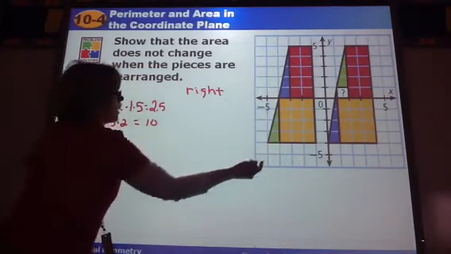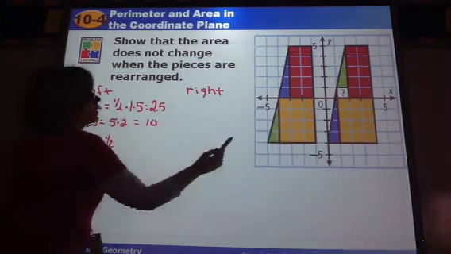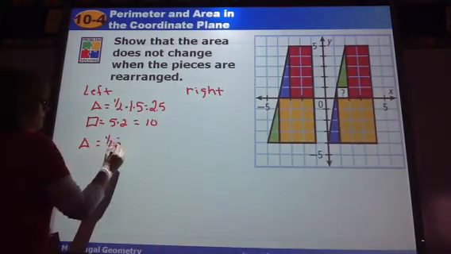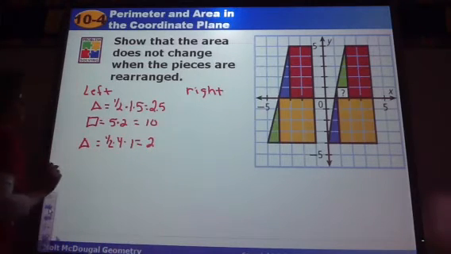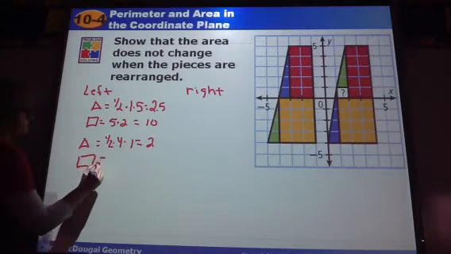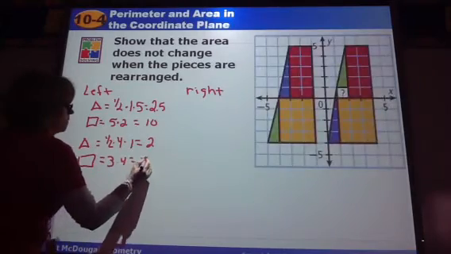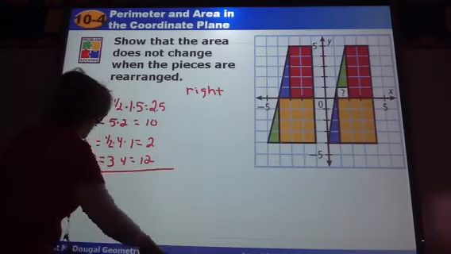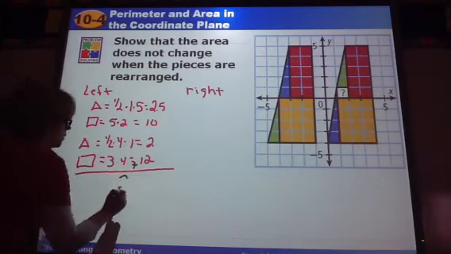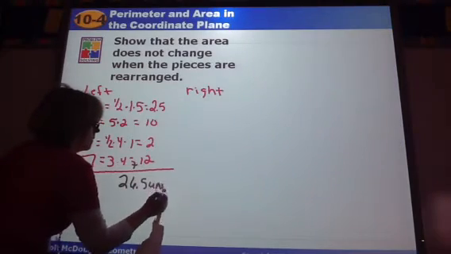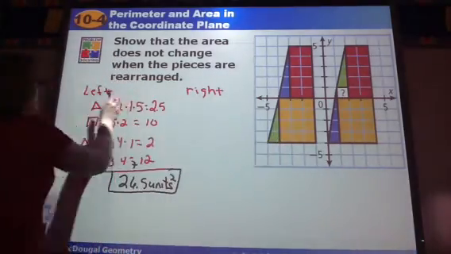Okay, and then in quadrant 3 here, the lower part, we have a triangle, and then for the rectangle, we have 3 times 4. Okay, so then we want to add all these up, 2.5, 10, 2, and 12, and we get 26.5 square units. So this is the area of the diagram on the left side.